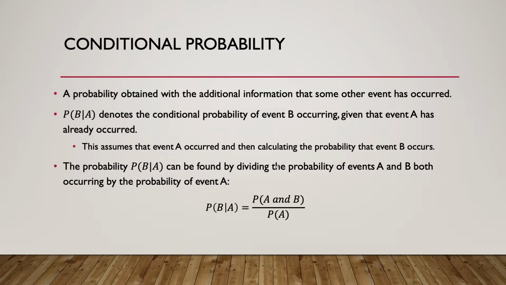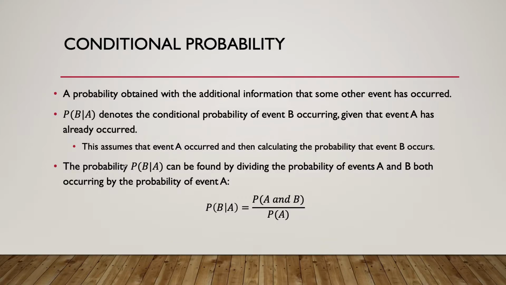The conditional probability, which is based off of that multiplication rule that we have seen in a previous lesson, is a probability obtained with the additional information that some other event has occurred. So it's denoted by the probability of B given A. Or in other words, the conditional probability of event B occurring given that event A has already occurred. This assumes that event A has occurred and then calculates the probability that event B occurs after that.